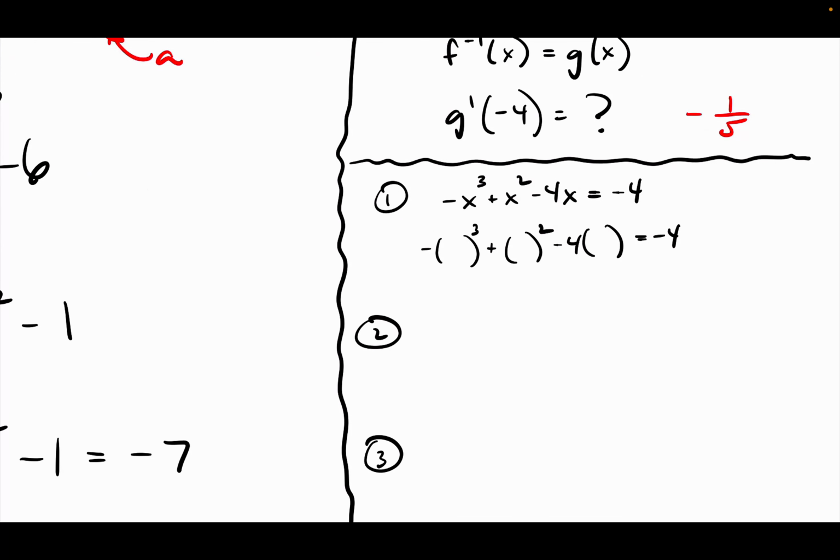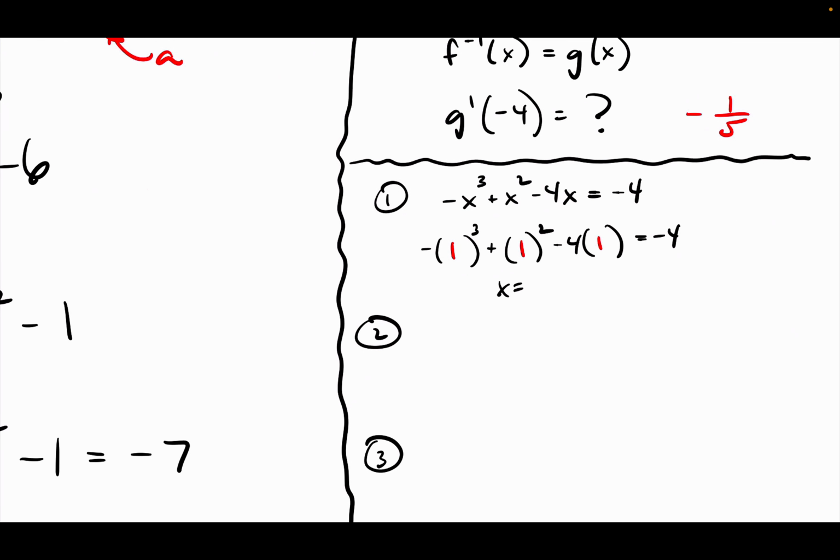So step one's usually the hardest because it's mental math. You've got a picture in your head. Negative what cubed plus what squared minus 4 times what is going to be negative 4? What will it be? 1. Usually it's going to be a number like negative 1, positive 1, negative 2, positive 2, negative 3, positive 3. It won't be a big number. So I would always start with 1 or negative 1 and see if it works, guess and check. So 1 cubed is 1 times a negative 1, so you get negative 1 plus 1 is 0, minus 4 is negative 4, yep.